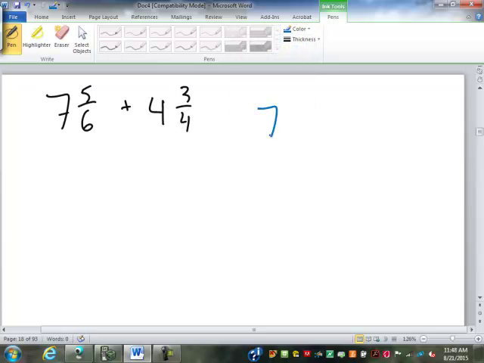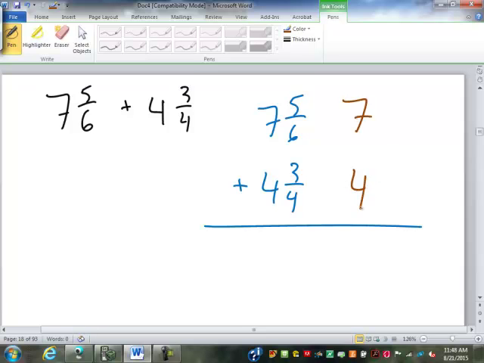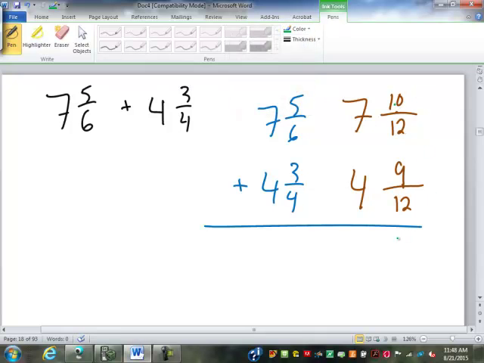So we go to line this one up. Again, I rewrite the whole number. What's my common denominator? 12. Good. What's this going to become? 10 and 9. Now we go to add. 10/12 plus 9/12 is 19/12.